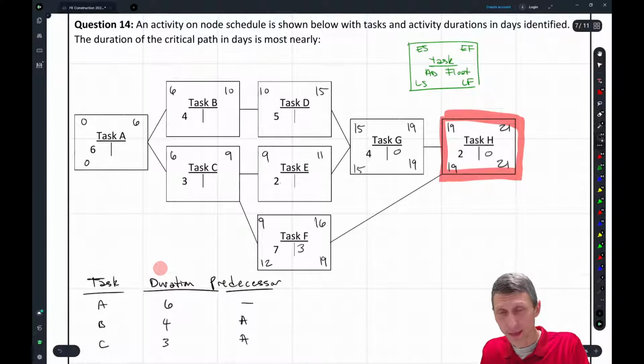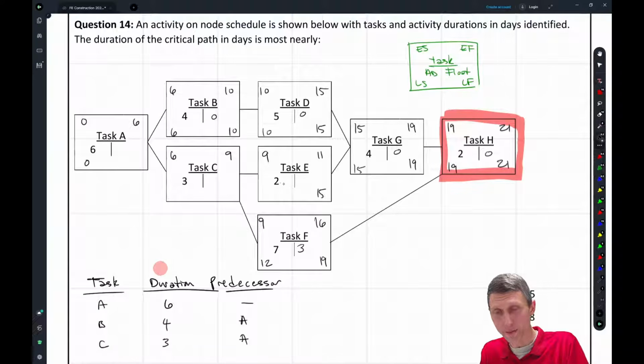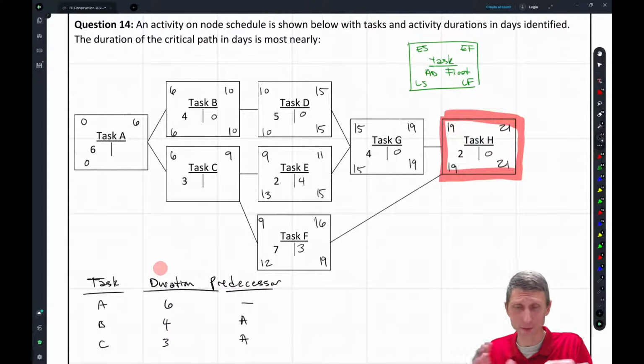Okay, and then here the latest that either of these can finish is 15. So 15 minus 5 is going to be 10. 0 float. We're going to put our 10 here. 10 minus 4 is going to be 6. 0 float. And then let's keep going to our other path here. 15 minus 2 is going to be 13. 15 minus 11 is 4 for float. Okay, you see what I'm doing? Hopefully these aren't too crazy and you can get them, whether it's a critical path or whatever you're looking for. But hopefully this makes some sense.